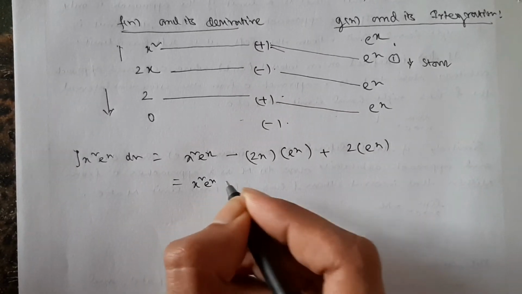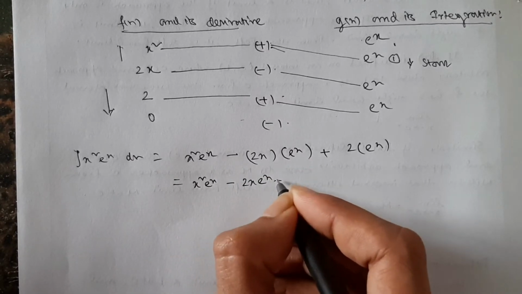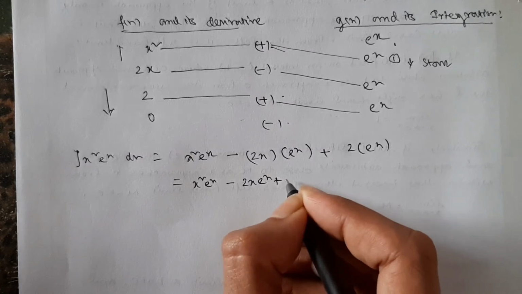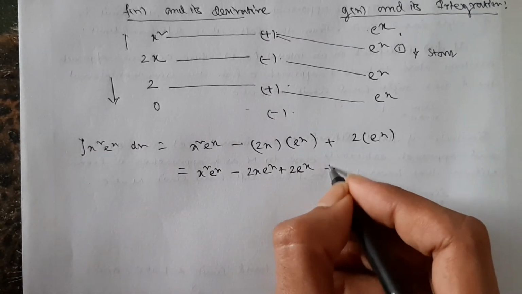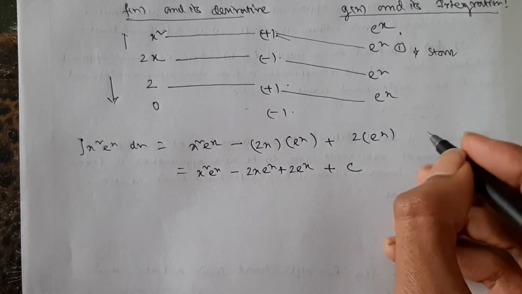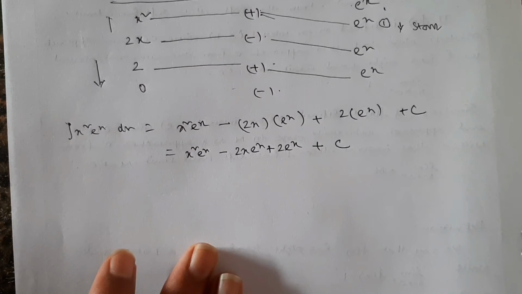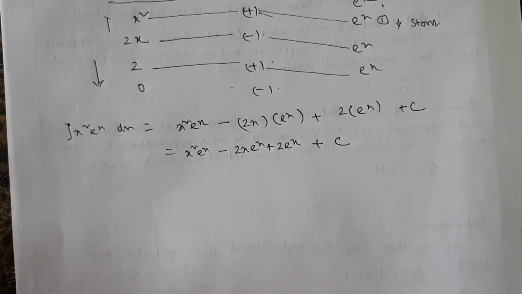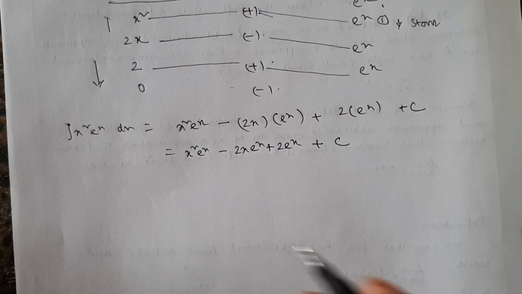So x square e to the power x minus 2x e to the power x plus 2 e to the power x. So integration of this function can be done by this tabular method. It is so easy and it will be so memorized, and various repeated functions can be done in this way, saving a lot of time here.